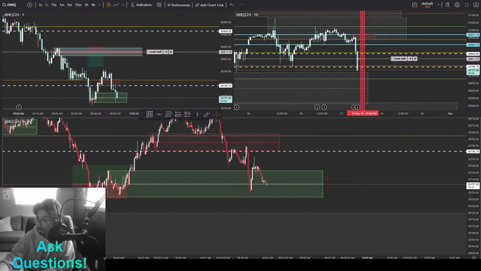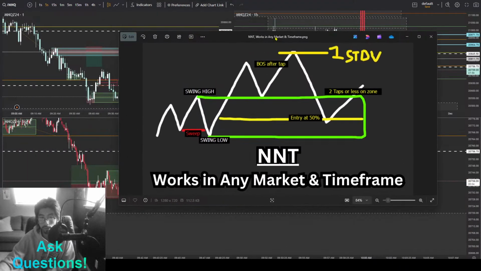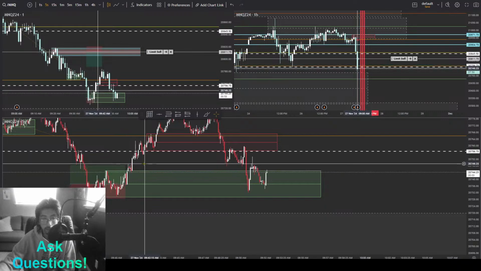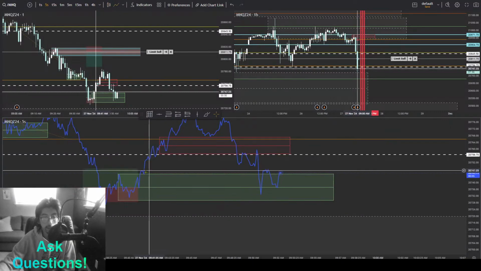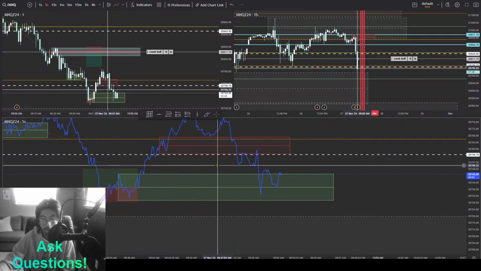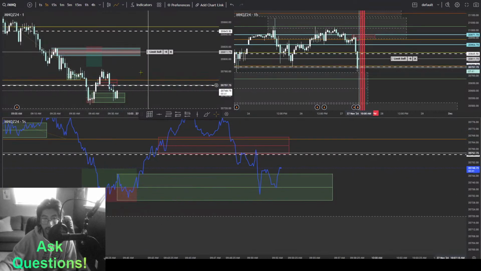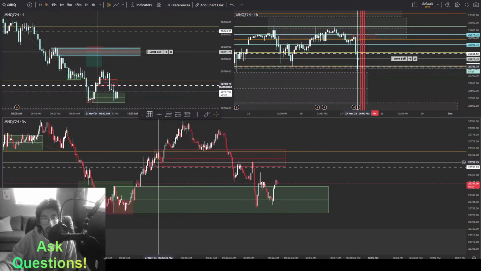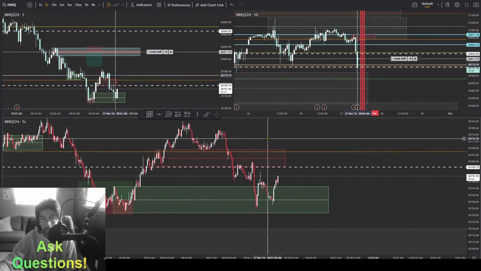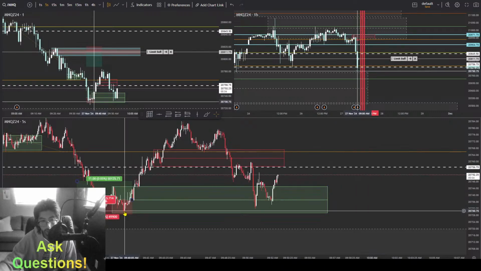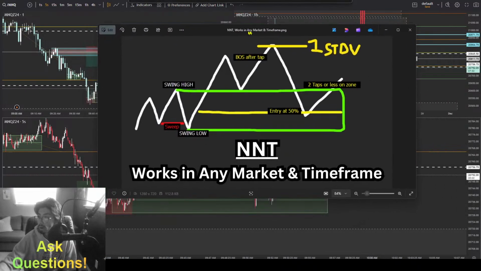If you want me to go over it real quick for those watching, it's so easy, so simple, so mechanical. Swing low, swing high, swing low, swing high. Look at the candles right here, I'm going to turn them into lines. Basically, every up candle or down candle is a swing high or swing low. So right here, you see the swing low, swing high, swing low. And then we look for the sweep.